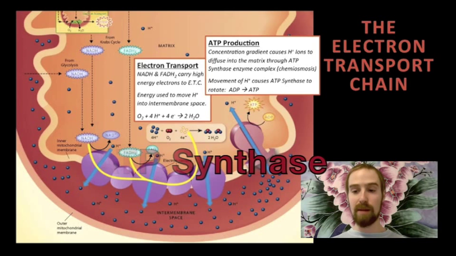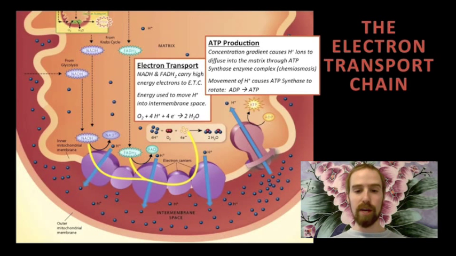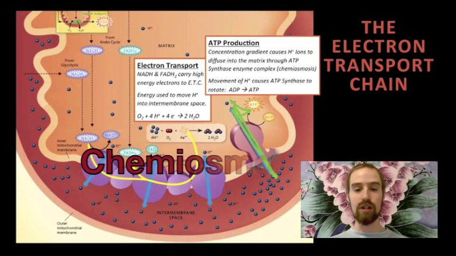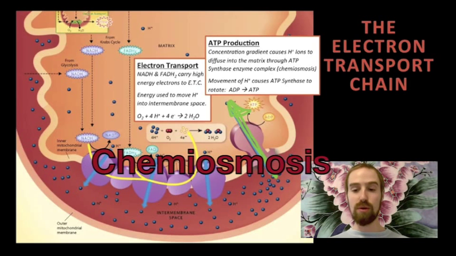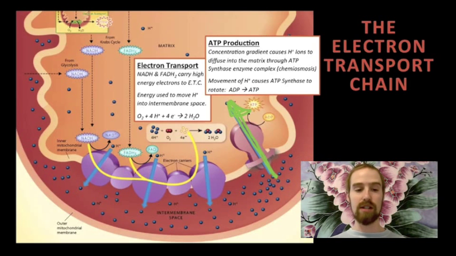We've met this enzyme complex before, actually, when we were learning about photosynthesis, and it works exactly the same way here. As hydrogen ions diffuse from high concentration to low concentration, they pass through this enzyme complex, literally causing it to spin. This spinning allows ATP synthase to catalyze a reaction that turns low energy ADP into high energy ATP. Overall, electron transport produces a net gain of 32 molecules of ATP for every 1 molecule of glucose.